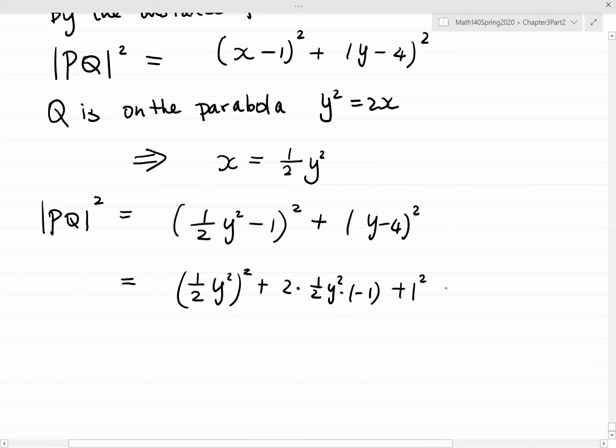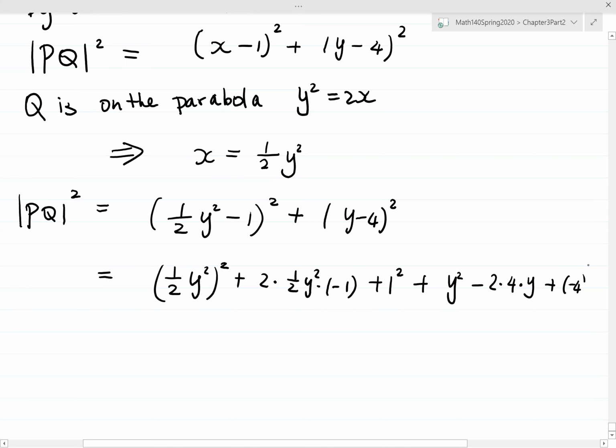(y − 4)² then we do the plus y² − 2 times 4 times y plus (−4)². Okay, so this we get a quarter y², so y⁴. And then what do we get for y²? Now for y², we get the term −y². This term we combine similar terms, okay, combine similar terms.